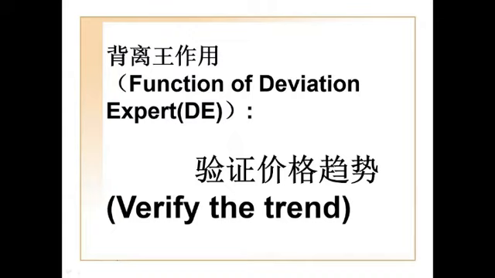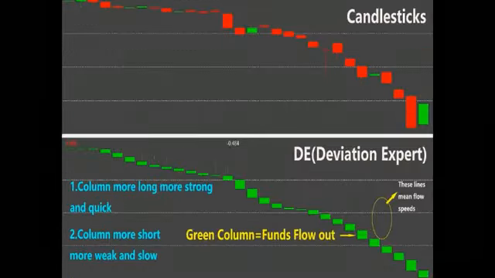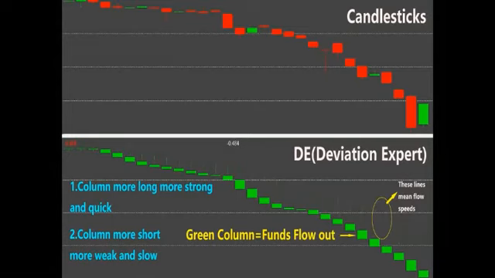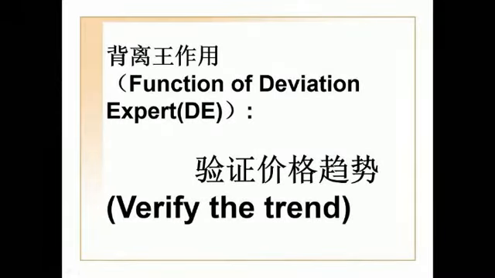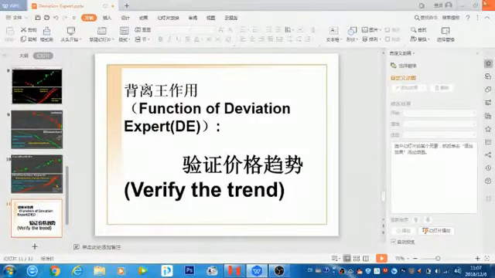Now, after you see this, we need to be clear that the function of the deviation expert is to verify the trend. When you see the funds flow in, the candlestick price will also go up. If it's up, then it's an uptrend. When you see the green bar, the funds flow out, and you will see the candlesticks go down. So this is the downtrend. That is why we say the function of the deviation expert is to verify the trend. Now I will give you some examples.